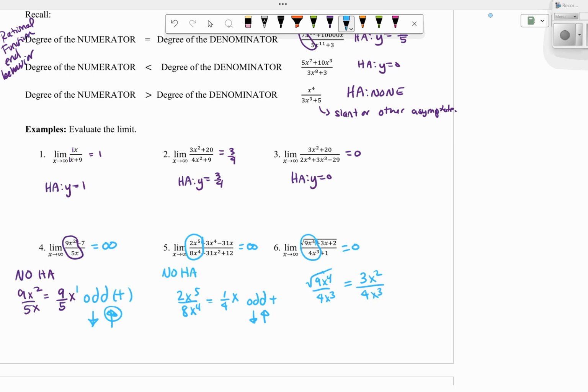So the degree of the numerator here is 2 over degree 3, which means we have a horizontal asymptote y equals 0. But again, just use your calculator to help you look at that.